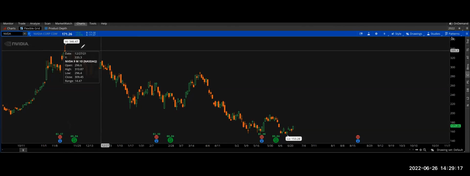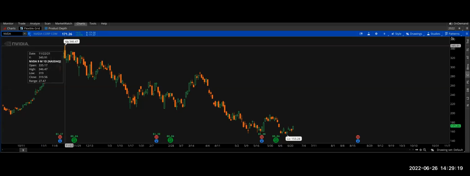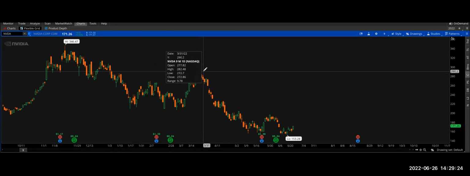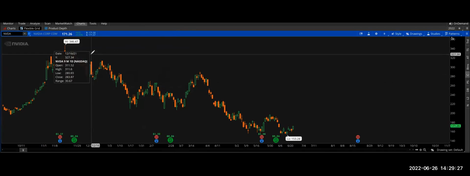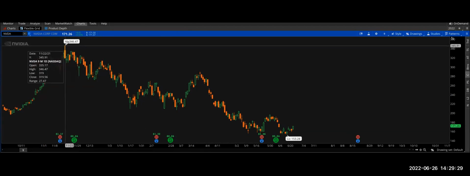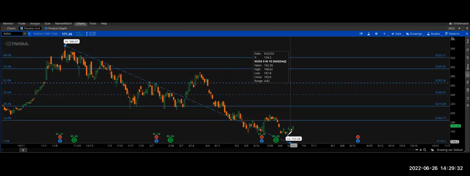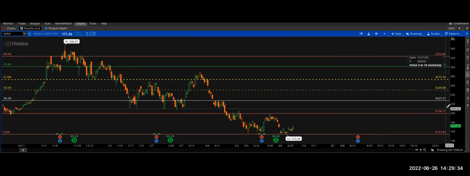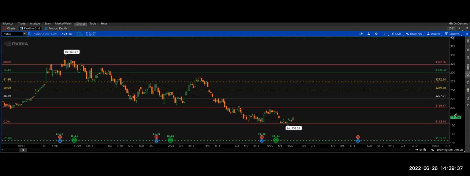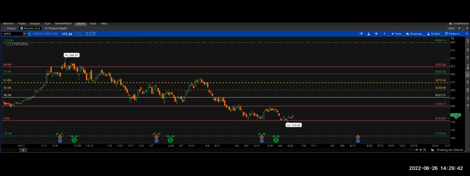So I could take it from this high and go all the way down to the low, all right? Or I could take it from this high. It doesn't really matter, all right? But I'm going to do right from here to this low. So if you're bearish on NVIDIA, now you have to say to yourself, well, where's the low? Right there.